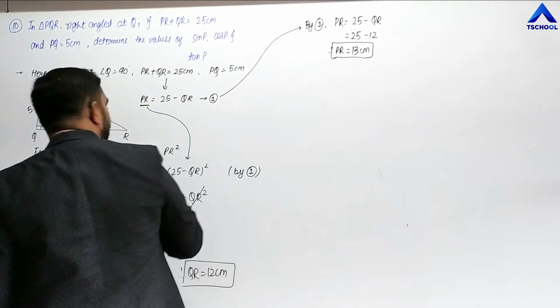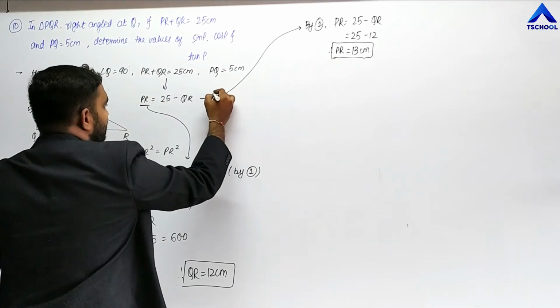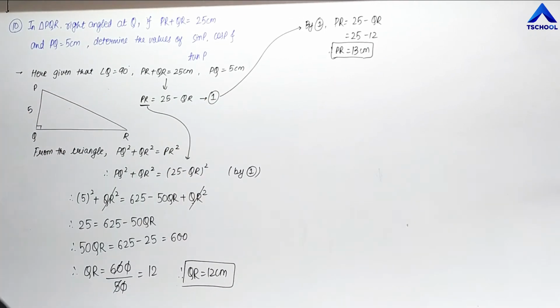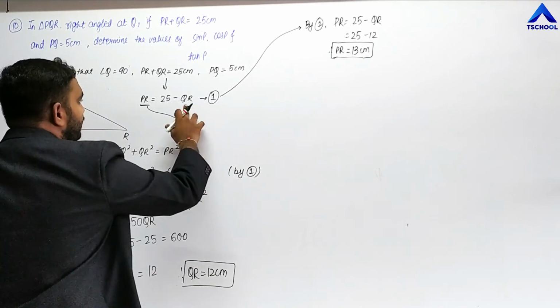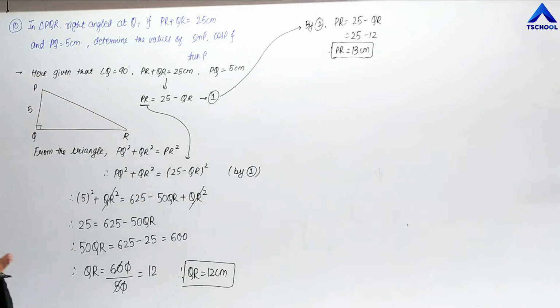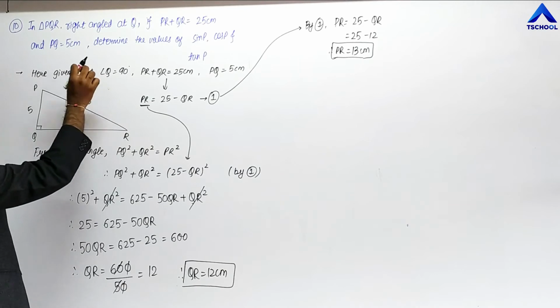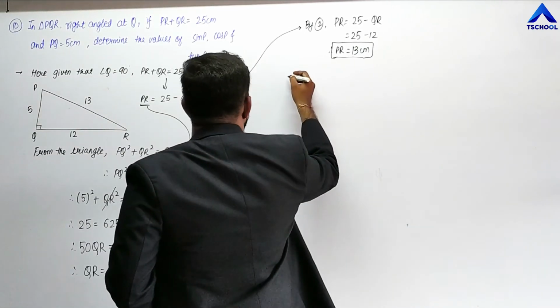These are all the simple tricks that you need to understand. The main equation is the first equation that is used twice. In the first place we used it to find out the value of QR. Once we get the value of QR, again by using the first equation we can find out the value of PR. So we got these two values. Now QR is equal to 12 centimeter, PR is equal to 13 centimeter. So we need to find out the values of sin P, cos P and tan P.